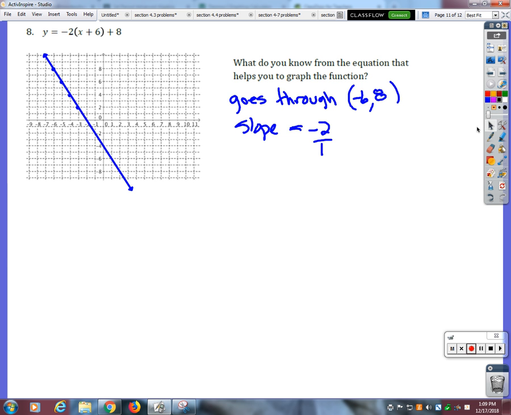The -2 really doesn't have anything to do with this part right here. I could change the -2 into a 5, and it would still go through the point -6, 8. Okay? It's just the opposite of what it is to start with. So if I gave you y equals 3 times x minus 5 plus 7, what point would this go through? It would go through 5, 7. Yep, just because of math.